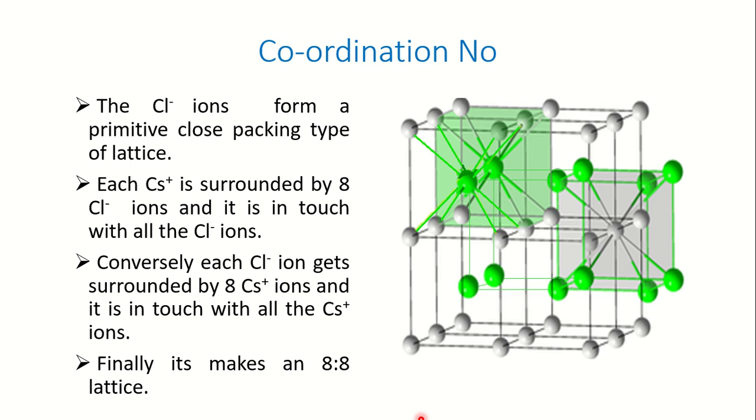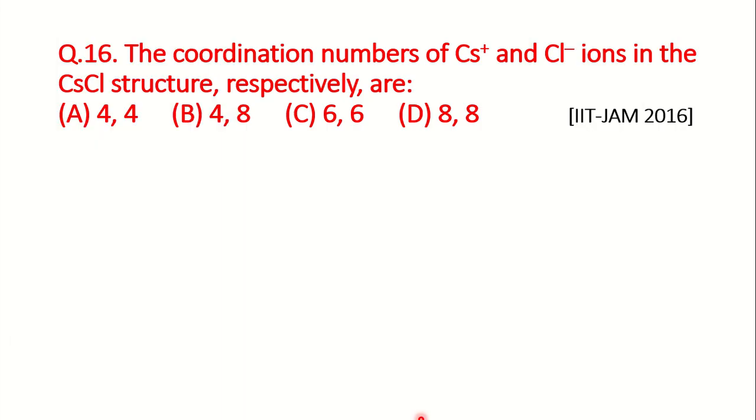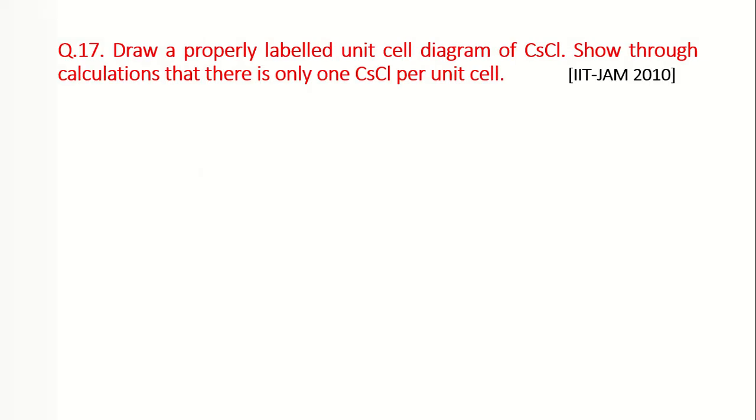So that's all about the cesium chloride structure. Now let's discuss some questions here. This question came in IIT-JAM 2016. The coordination numbers of cesium plus and chloride ions in the cesium chloride structure respectively are, and you are given 4 options here: 4:4, 4:8, 6:6 and 8:8. The answer is known to all of us. It is 8:8. So option D is the correct option.